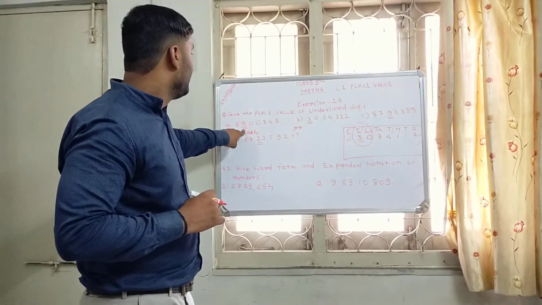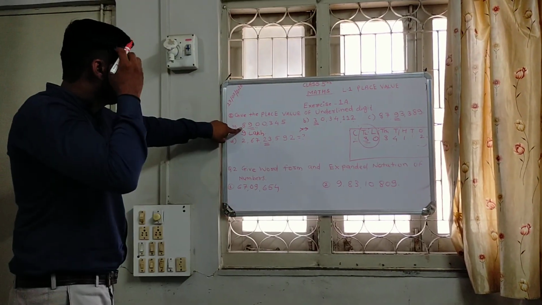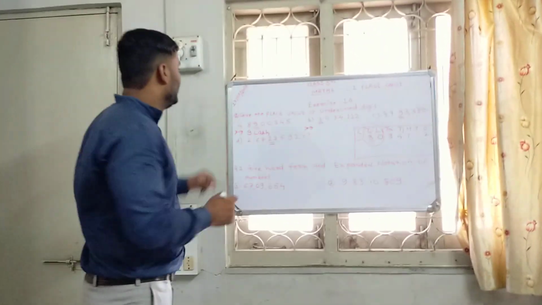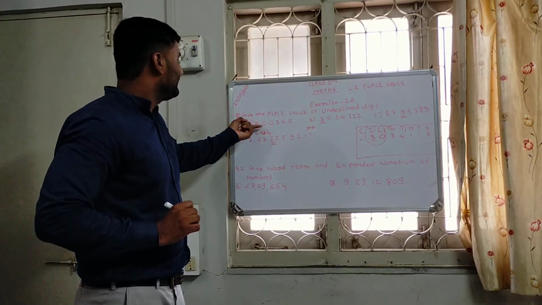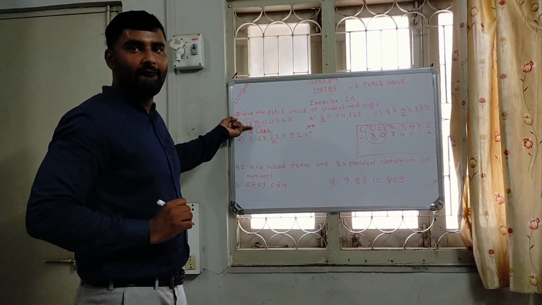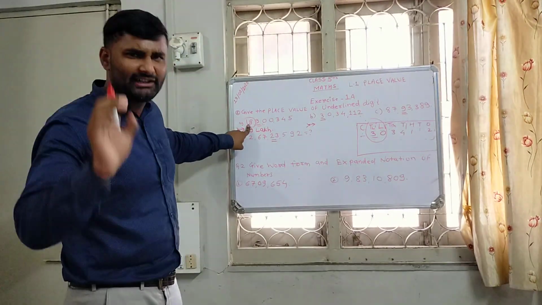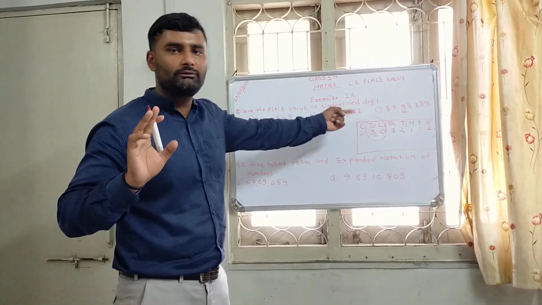9 lakh. Why? Because the value of that 9 is 9 lakh. If I told you to write what is the value of 8 here, the value of 8 is 80 lakh, because you just multiply by 10 after the lakh period is 10 lakh, and whichever number there is, we just have to multiply that number by its place value.